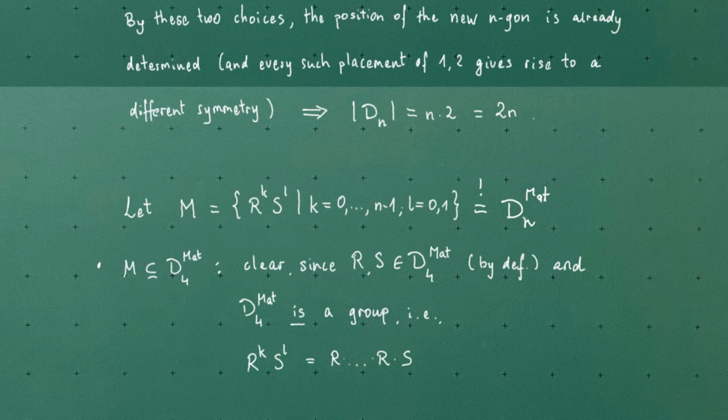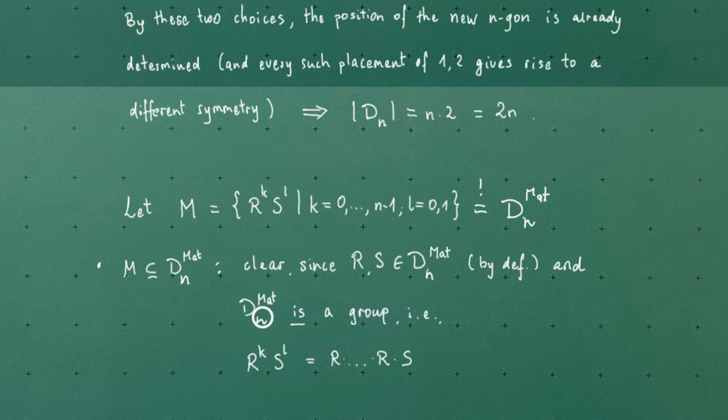Why have I written 4 always? Okay, so by mistake I always put a 4 down there, it needs to be an n. So this inclusion is easy because by definition the matrices R and S belong to this set. Well, they are matrices of symmetries of the regular n-gon.